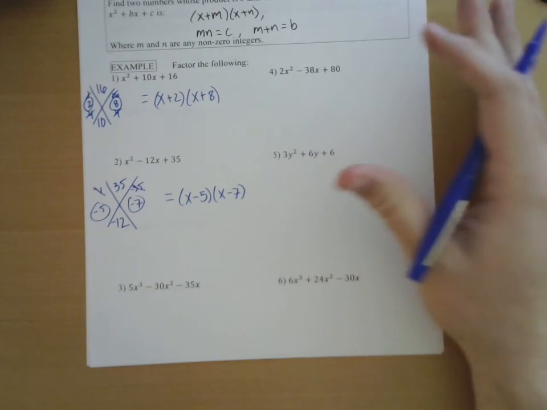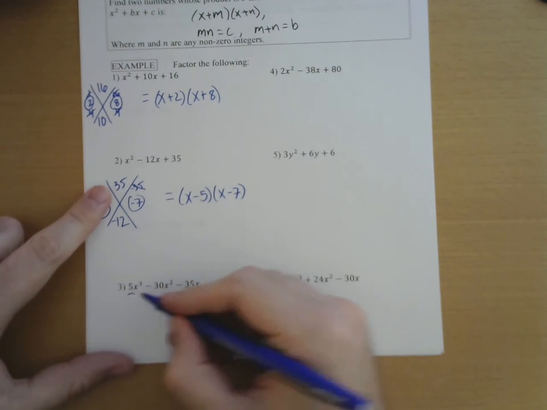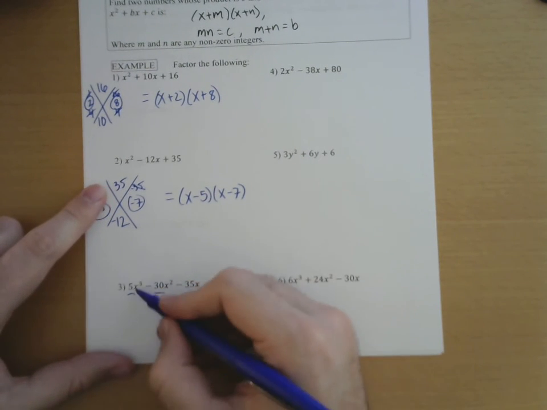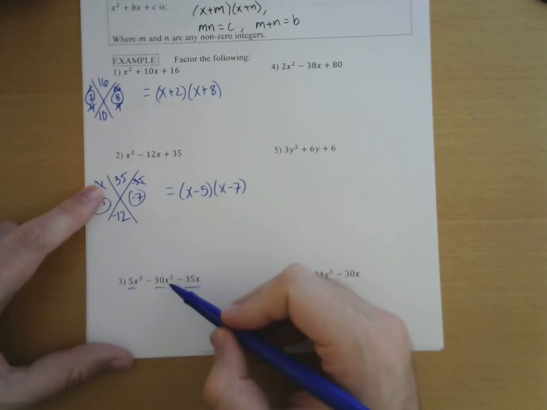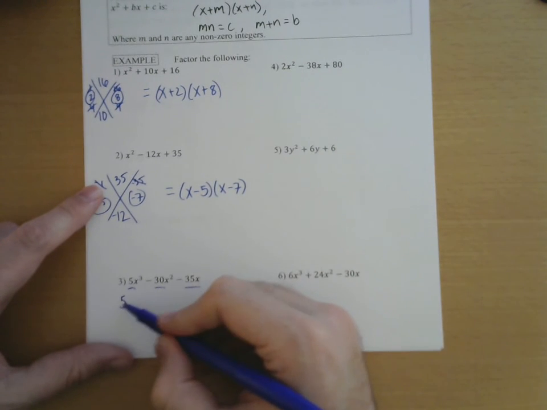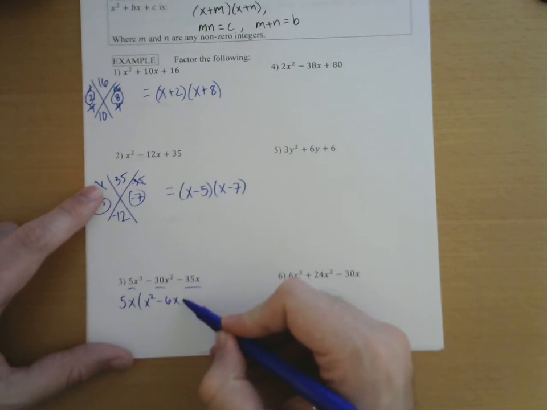Okay, coming down here to number 5. This doesn't have the right format. That's why we do GCFs first. So I notice here I can factor out some numbers. I want to at least be able to factor out a 5 and an x, and we can see that all of these will do that. So this is 5x times x squared minus 6x minus 7.